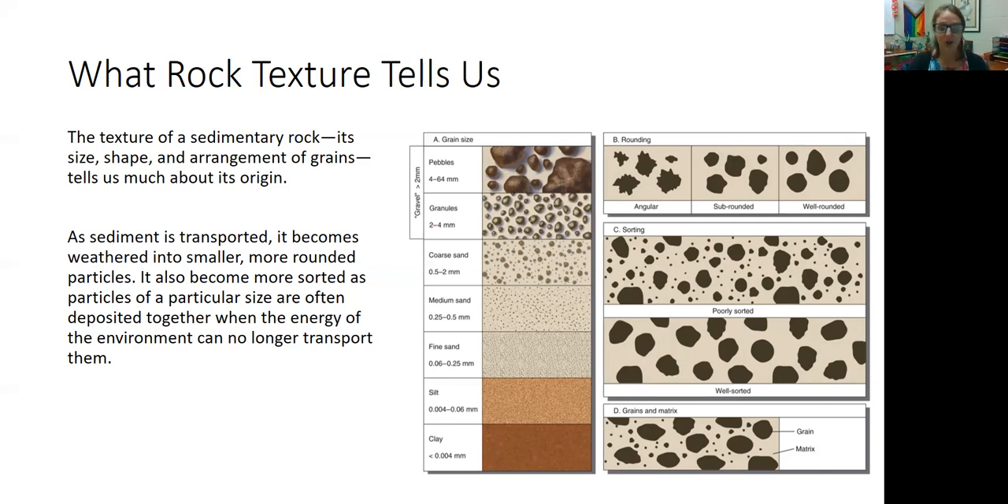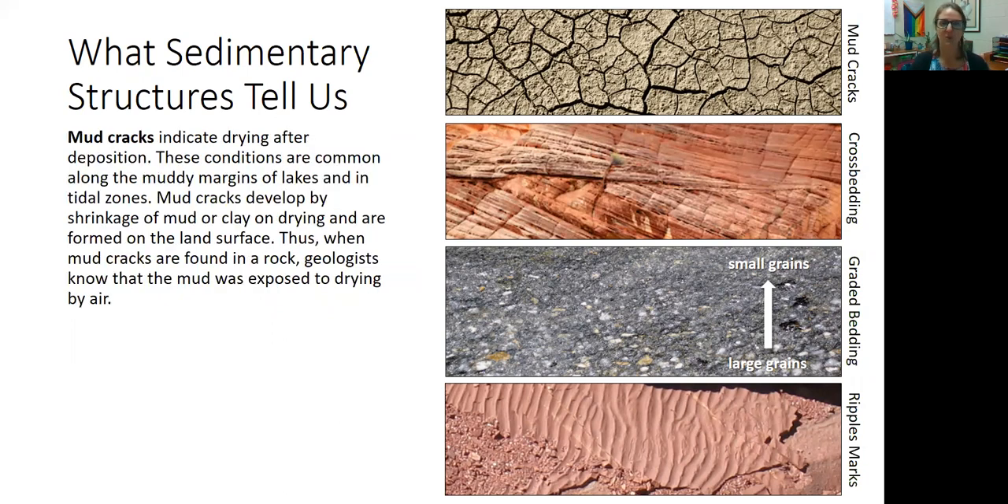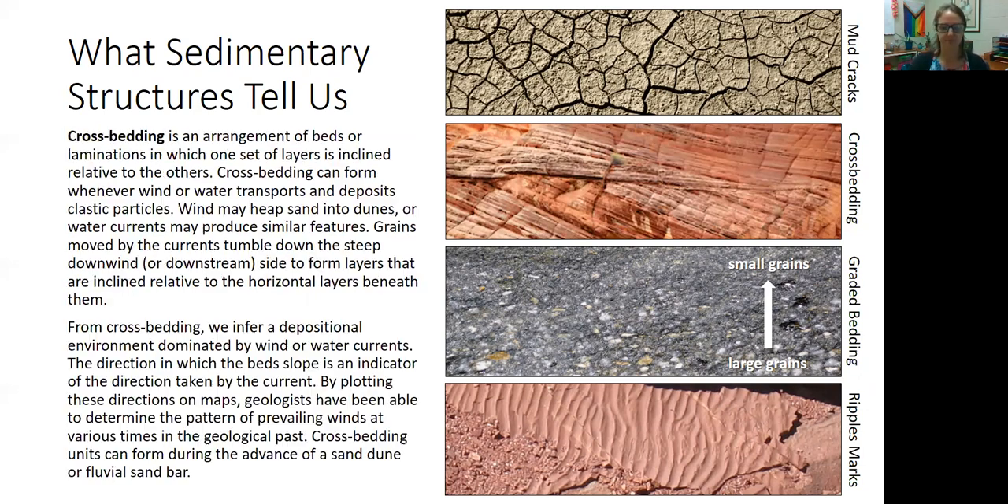So we've talked about the color, we've talked about the size, shape, and sorting. We can also talk about the overall structures within the sedimentary rock, because those structures can record, again, the type of environment that that sedimentary rock was formed in. So for example, if you see mud cracks on a sedimentary rock, well, you can assume that it used to be wet mud that dried out to become hardened mud cracks, right? So maybe it used to be a lake that dried out or something like that.